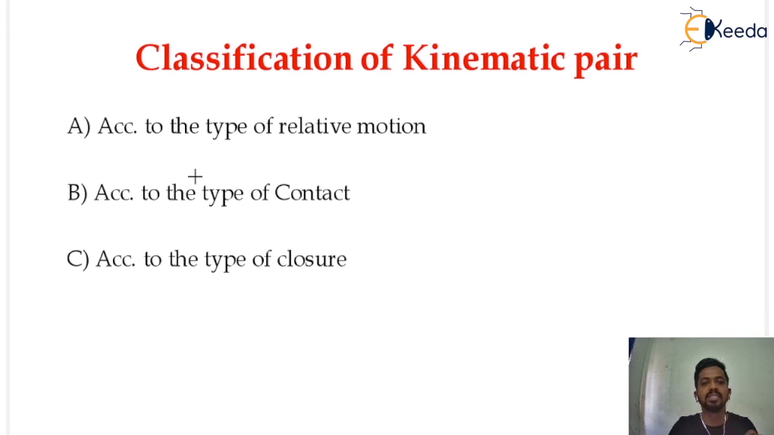Okay, we have classified the kinematic pair into three types. The first is according to the type of relative motion. Okay, if there are different relative motions, we can define the kinematic pair differently. We will see one by one. Okay, second, according to the type of contact. Okay, and third, according to the type of closure. Okay, so we will see the classification of kinematic pair one by one.